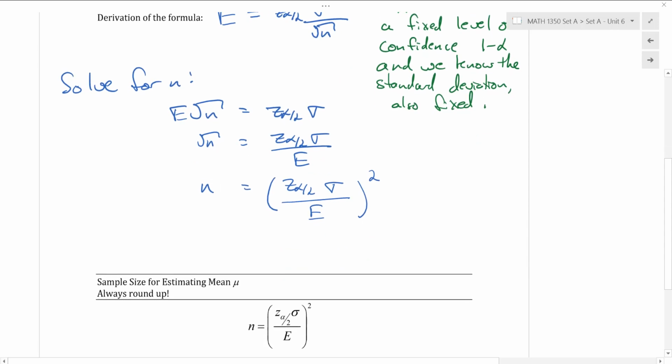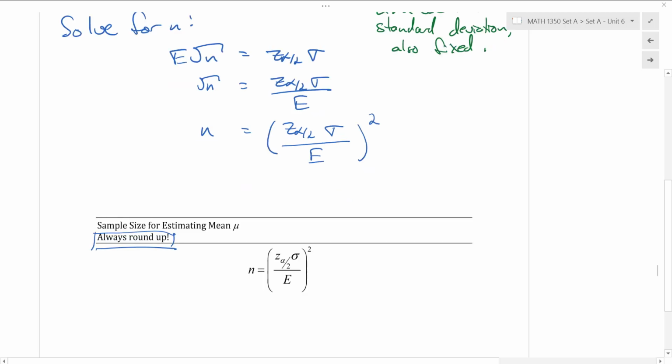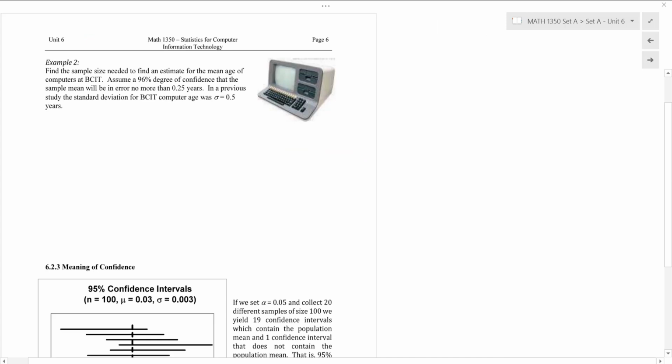Now, this will often give you some kind of decimal answer. You may find that you need 35.3 people to be in your study. You should always round up. Not only are you not going to be able to find 0.3 of a person, but if you take anything lower than this value, you won't have your desired E. So let's take a minute to play with that by means of example.